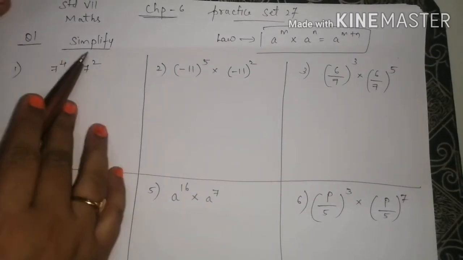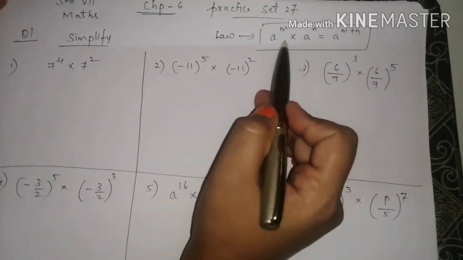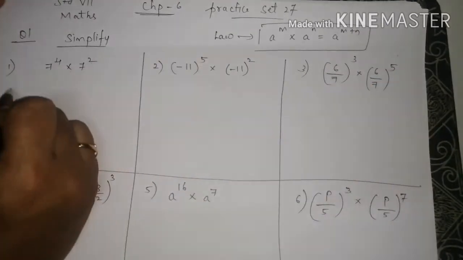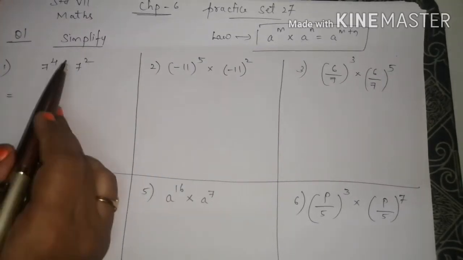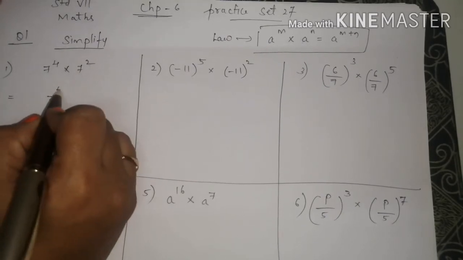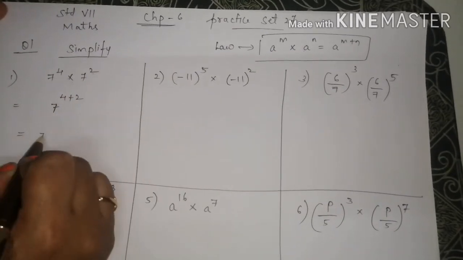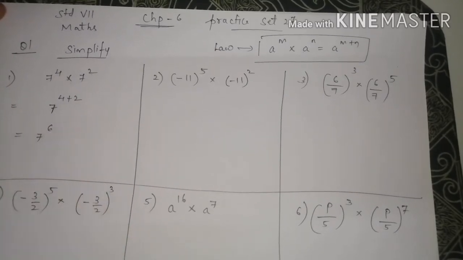The first question, simplify: 7 raised to 4 into 7 raised to 2. See, this part, we want this part now. So base is what? 7. 7 we write only one time. Now multiplication is there, you will add above powers. 4 plus 2. So 7 raised to 4 plus 2 is what? 6. So the answer is 7 raised to 6.